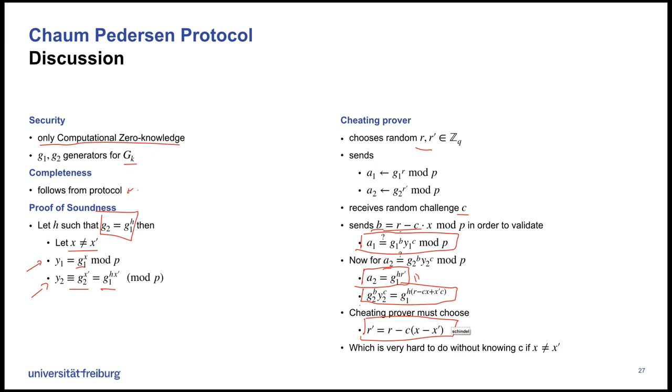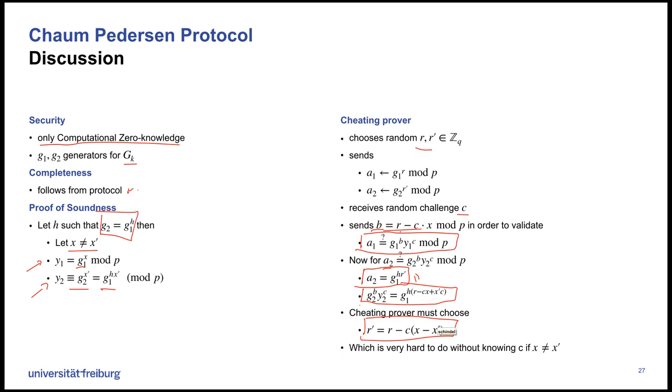Now we have the following problem: we start with some R and we want to cheat with an R prime, and we have to have a certain relationship which is given by this equation. But we don't know C. So somebody comes and says, okay, I want to cheat, I have two different numbers, but the only way to cheat is if I know what C is in advance.